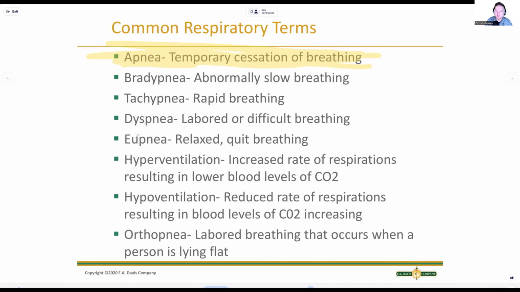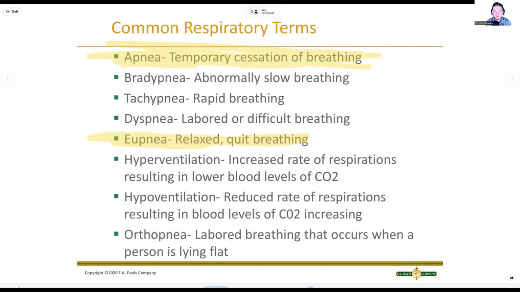Another term that comes up sometimes is eupnea. Here in the middle, eupnea is relaxed, quiet breathing. Right now, as you're just sitting here watching this, if you're not breathing too fast or too slow, you're breathing relaxed. That's eupnea. All the normal breathing stuff typically ends up being eupnea.